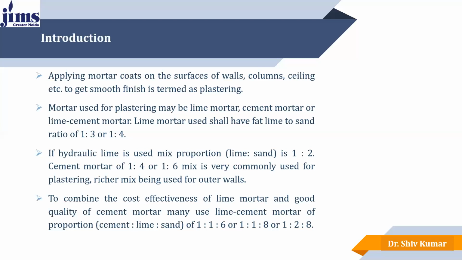Just to combine the cost effectiveness of lime mortar and the good quality of cement mortar, many use cement mortar of proportion cement, lime and sand. So one part of cement, one part of lime and 6 parts of sand. And sometimes it may be higher. The cement and lime are kept constant at 1:1 and the sand ratio can be increased up to 8 parts. And there is one more mix, 1:2:8, 1 part cement, 2 parts lime and 8 parts sand, which can be used for plastering.